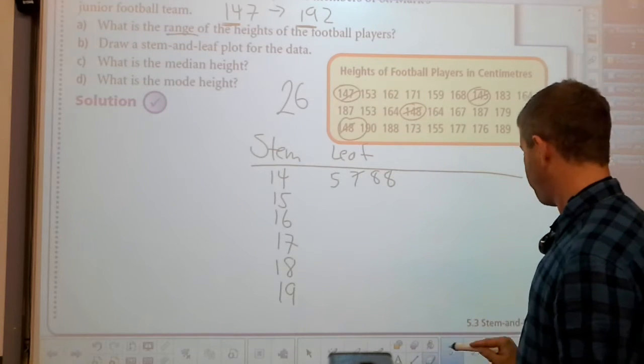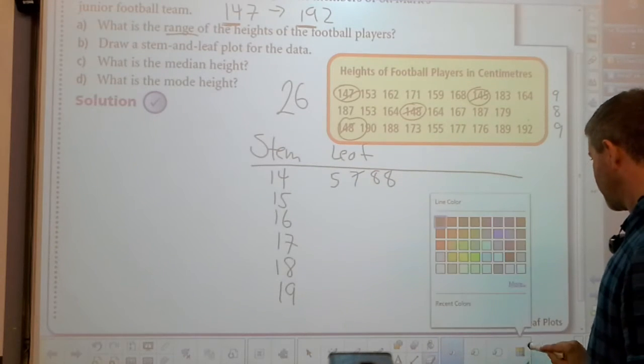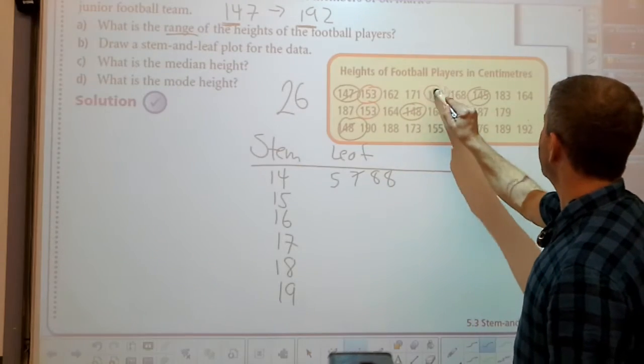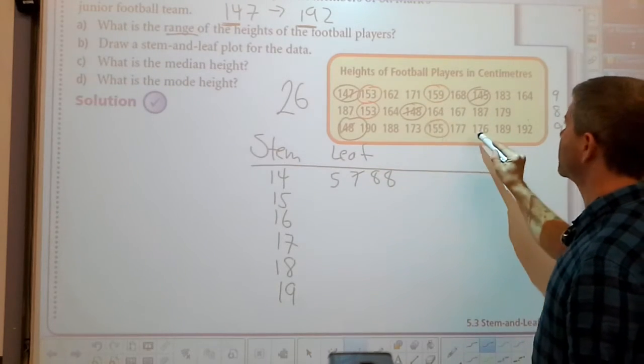Now I'll move on to my 150s. Maybe I'll do that in a different color, since I can. My 150s I'll circle so I can identify them first so I don't make the same mistakes again.